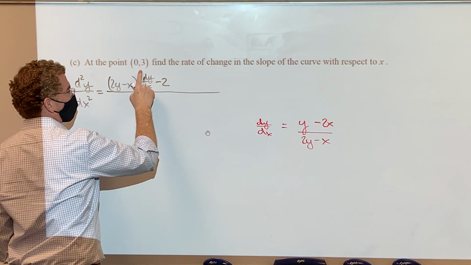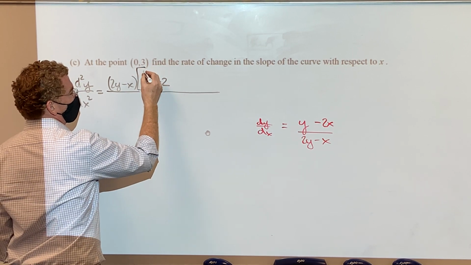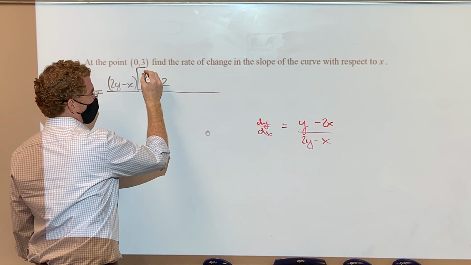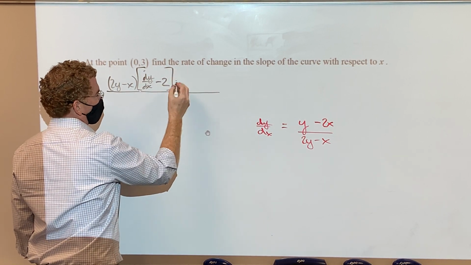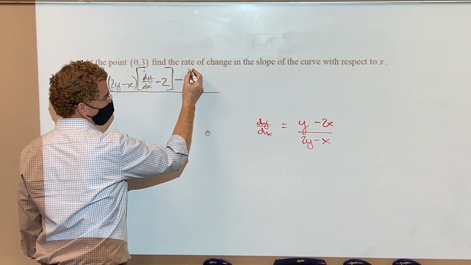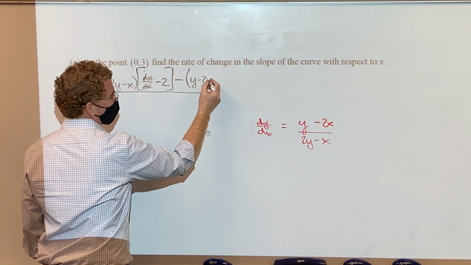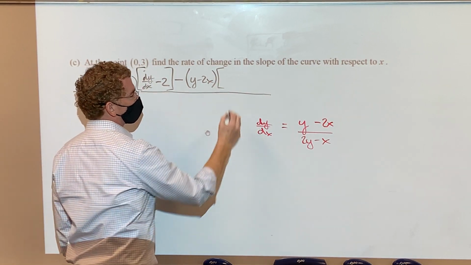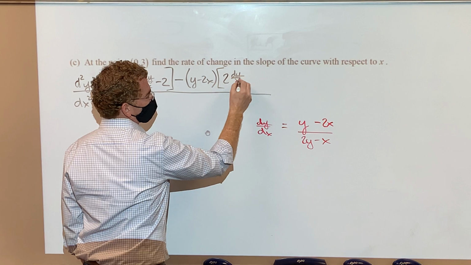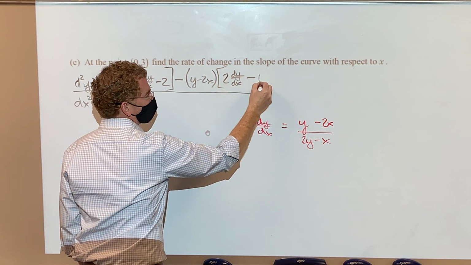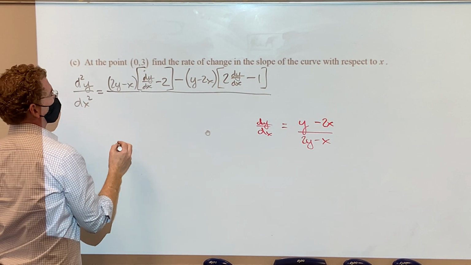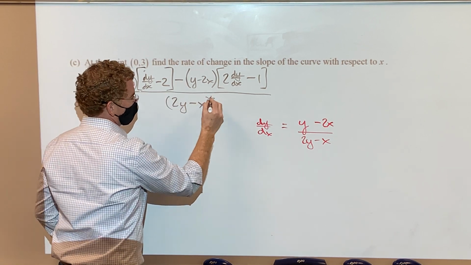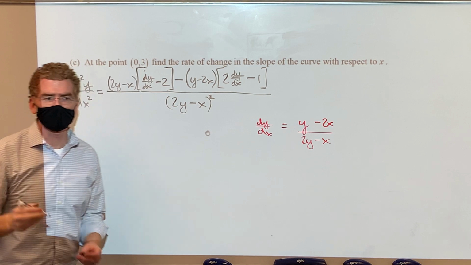Now again, it's the whole low part. So I'm going to put a big bracket and go low. All of this is a d high. So, no, I guess I'm good right there. Sorry. And then minus what? High, y minus 2x times D low. And the d low would be 2 dy dx minus 1. And all of that is what? Over 2y minus x.